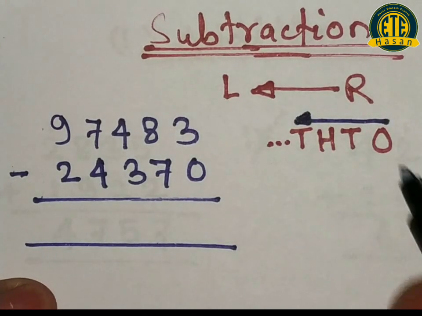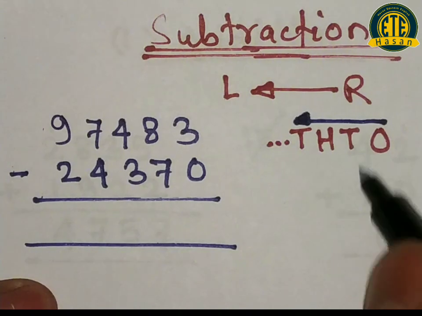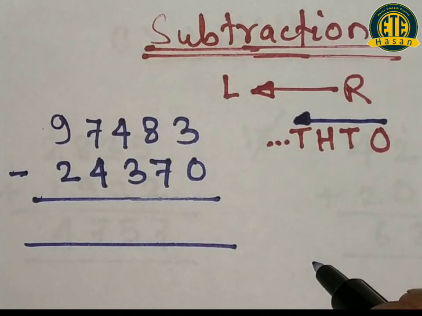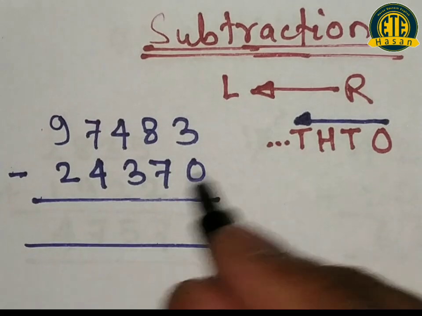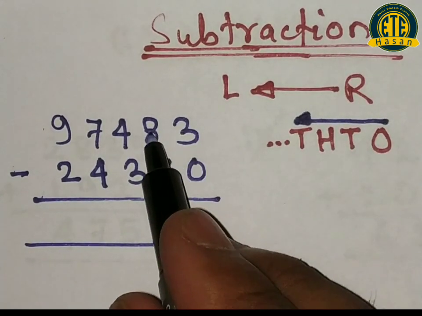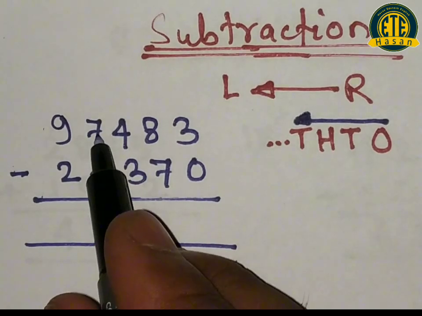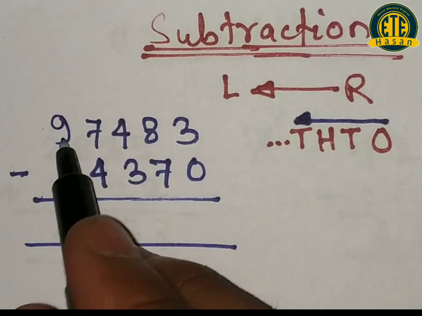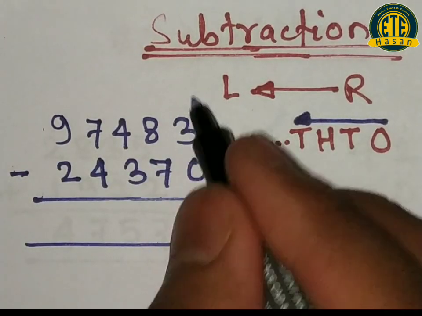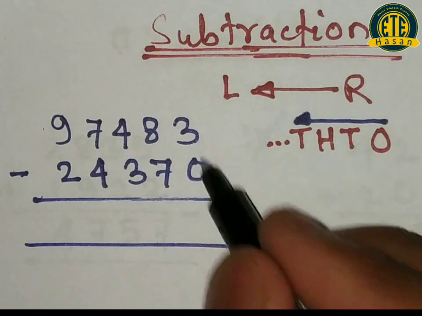First I will deal with the ones number, then the tens position number, then the hundreds position number, and so on. So here the ones position is 3, tens position is 8, hundreds position is 4, thousands position is 7, and ten-thousands position is 9. So it will work like this. Firstly I will subtract from top to bottom.